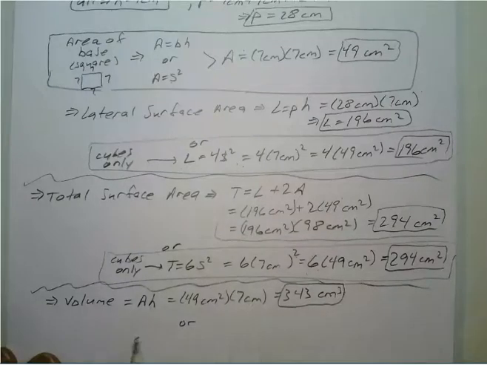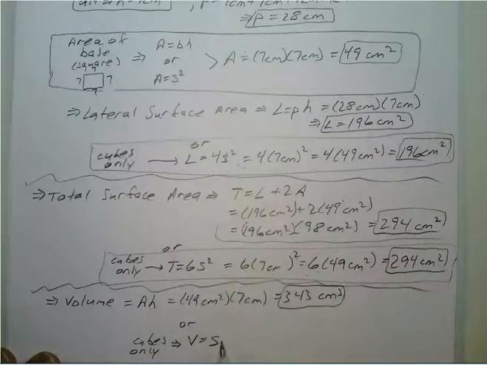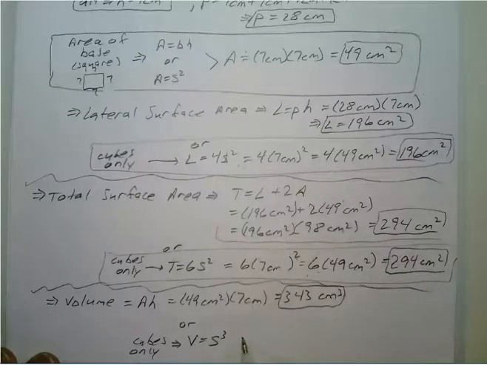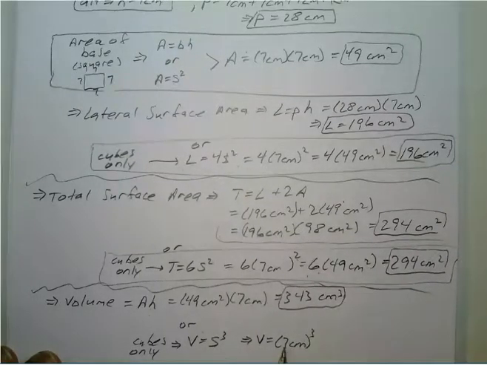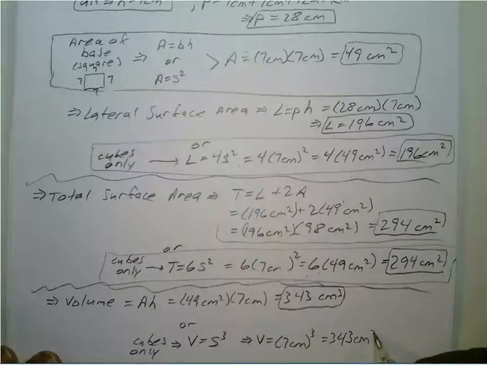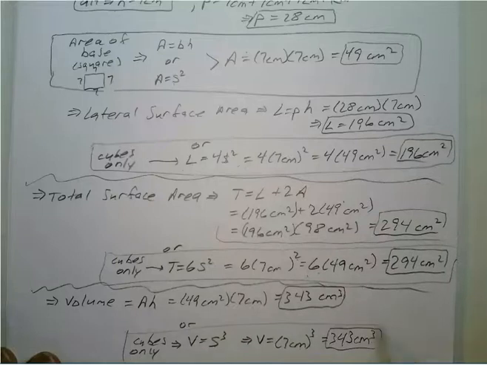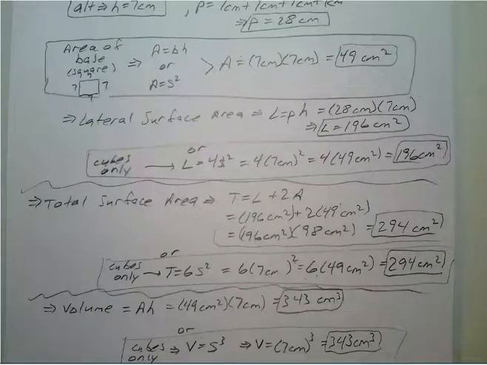Or you can use the formula for cubes only: the volume is equal to the length of the side to the third power. So our volume will equal the length of the side, which is 7 centimeters, to the third power. 7 to the third power is 7 times 7 times 7, which is 343 centimeters cubed. So you can use either approach for a cube. Again, it will not work for any of your other prisms. It will only work for the cube. If you want to use it, you can. If not, you can stick to the same thing we've been doing all this time, and you will get the exact same answer. This way you won't have to memorize anything new.